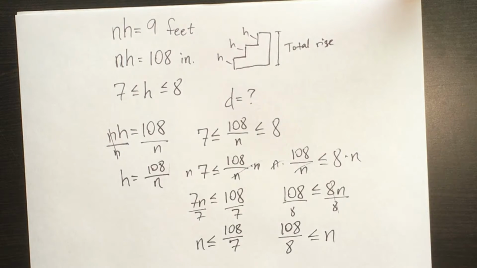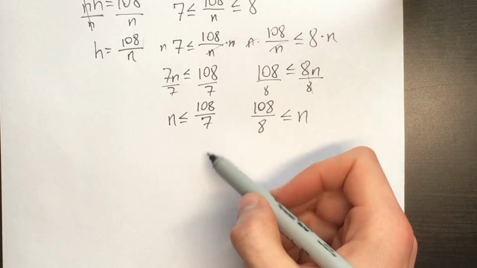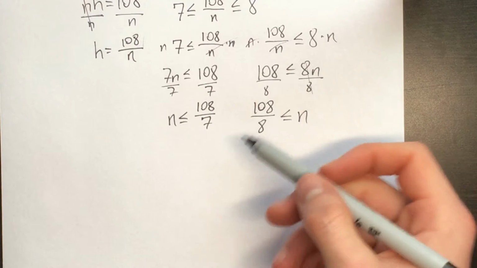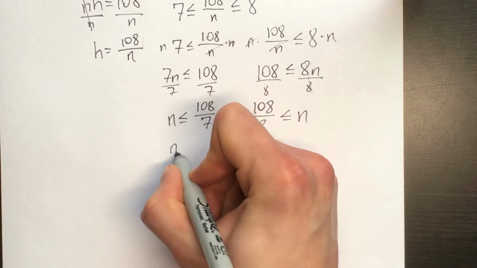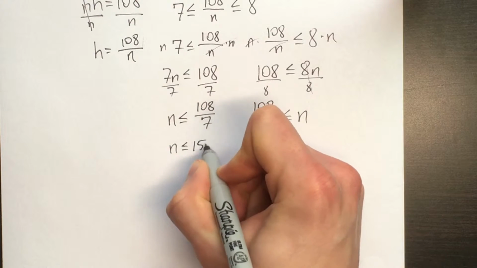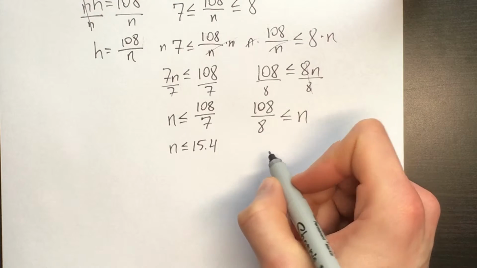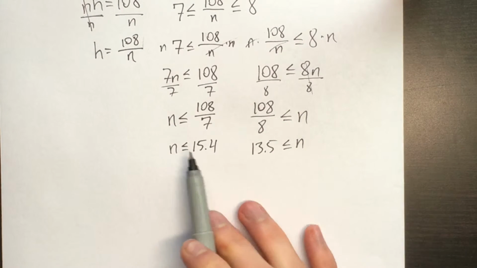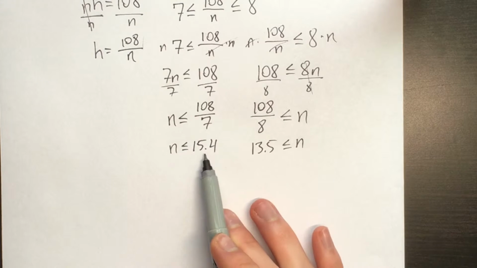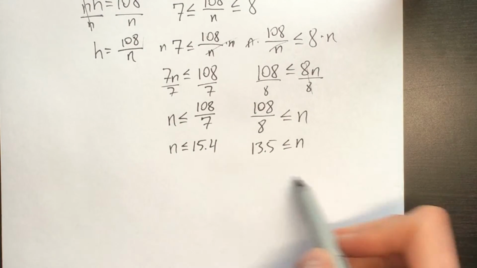All right, so where do we really go from here? Well, first let's shift this up a little bit, and turn these into decimals, just so it'll be easier to work with. This is the calculator section, so we can do 108 divided by 7 to get N is less than or equal to 15.4, and here 108 divided by 8 is 13.5. So 13.5 is less than or equal to N. So we know that N has to be less than 15.4 and greater than 13.5. So let's rewrite it into one single line like we have here.